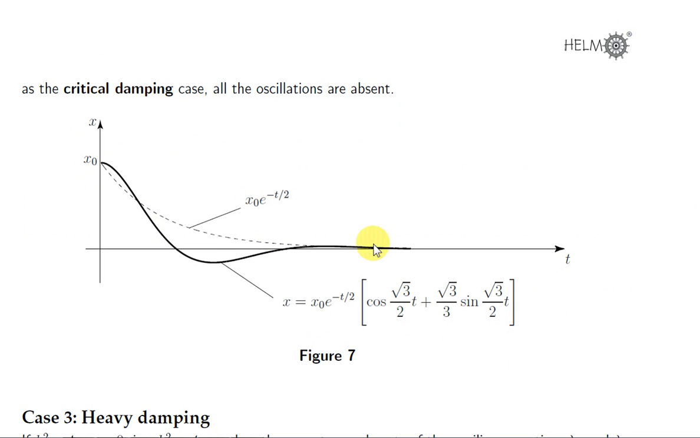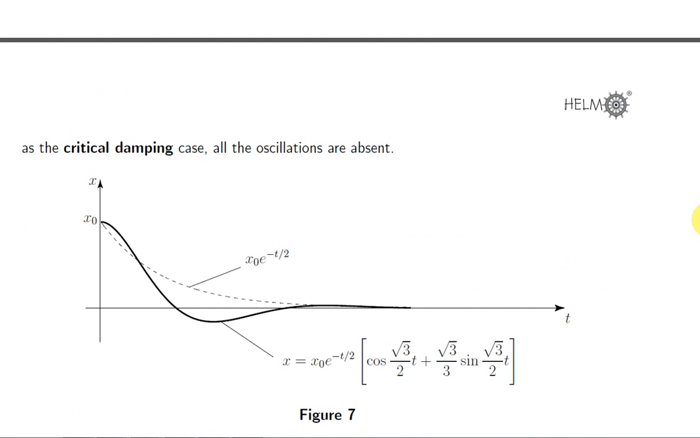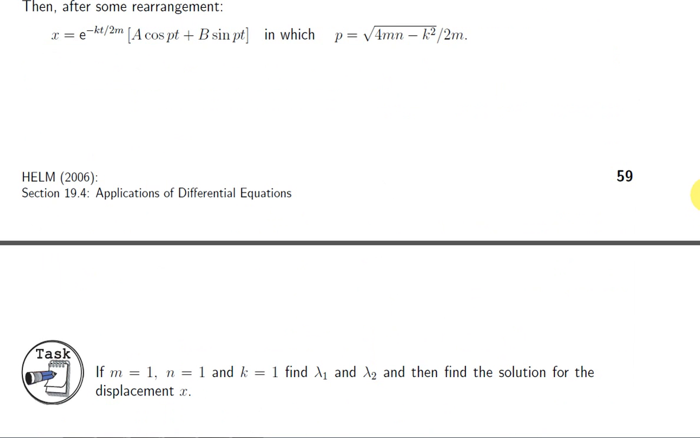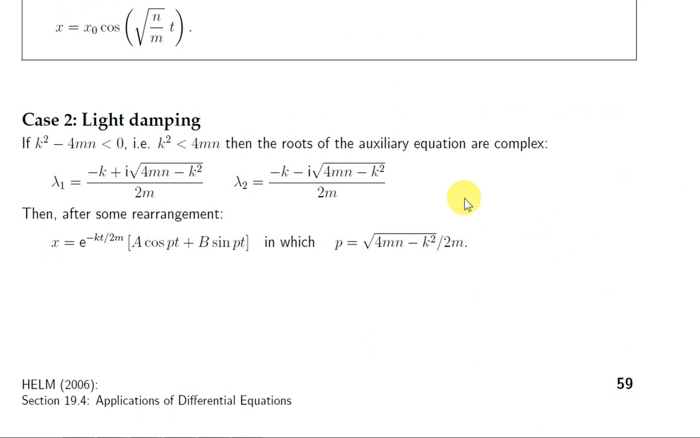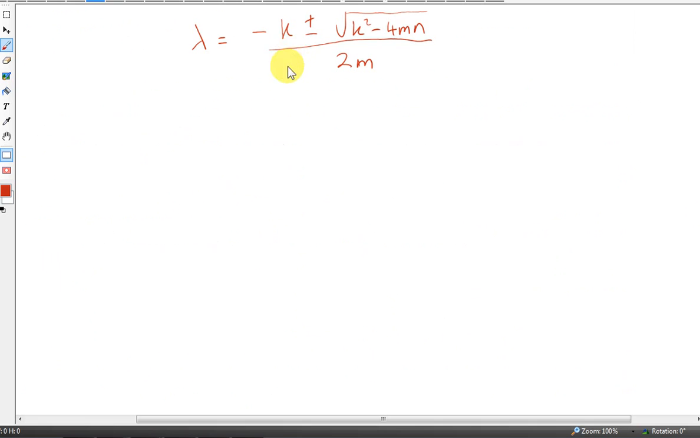So the bold graph is our solution. Now this dotted graph is the solution for the case where lambda has only one value. So let's go back and look at that. So here are the roots of our auxiliary equation. So as a reminder, these are the roots. Now if k squared minus 4mn equals 0, then we saw in previous videos that we only have one root of the auxiliary equation, and it's going to be minus k over 2m.